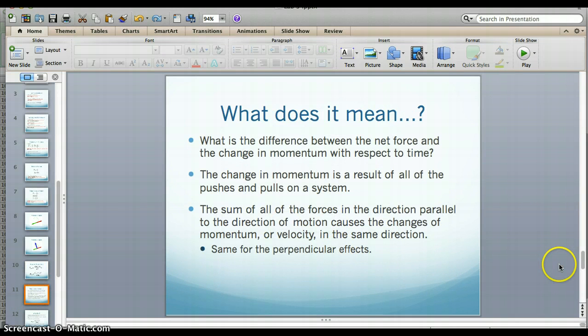So what does it mean? What is the difference between the net force and the change in momentum over time? The change in momentum is a result of the net force. The sum of all the forces in the direction parallel to the direction of motion causes the changes of momentum, or the velocity, in the same direction. And the same is true for the perpendicular effects.